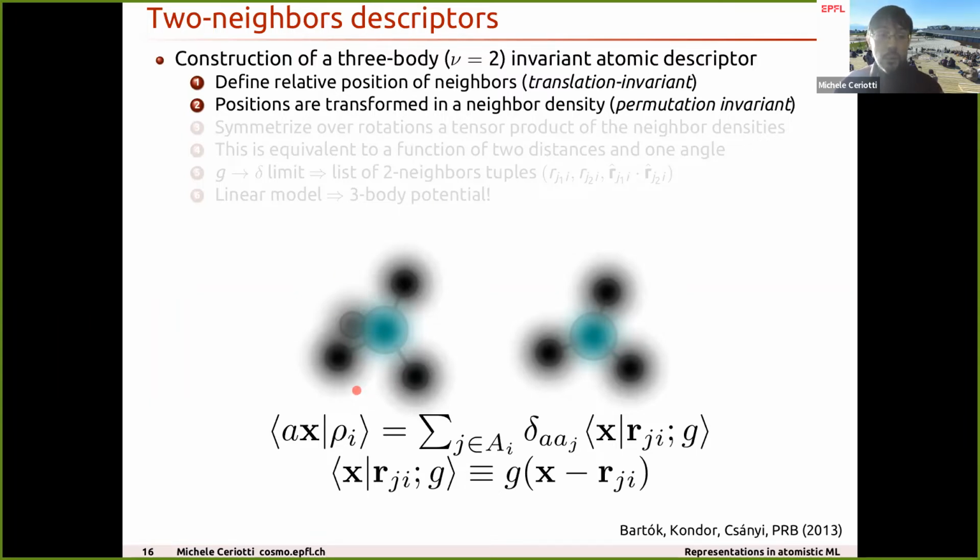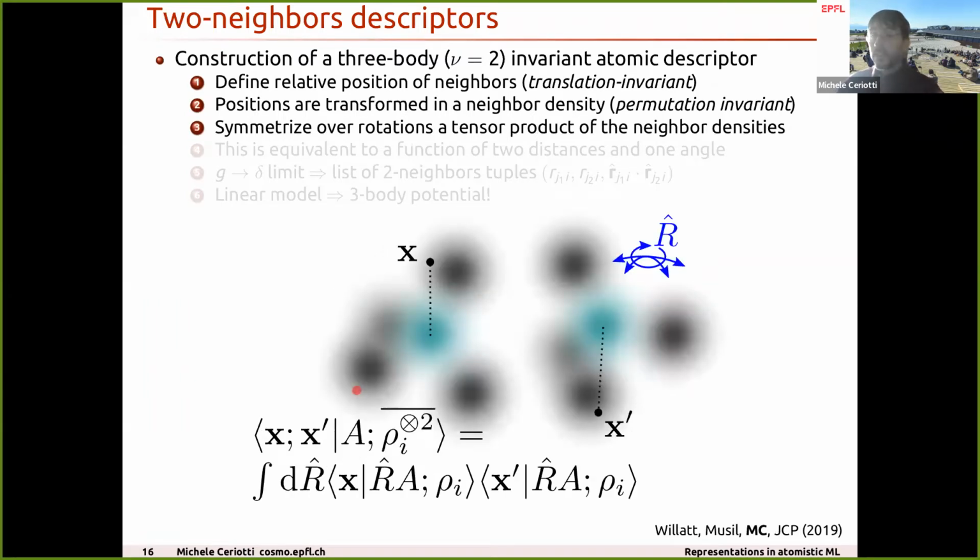But then we want to make this invariant to rotations. And what we can do, for instance, is build a 2-point correlation of this neighbor density, meaning that basically I will describe my environment by evaluating the density at 2 different points, x and x prime, and then integrating over all possible rotations of my molecule. So this you could regard a little bit as data augmentation, right? So rather than describing the molecule with a single orientation, I integrate over all possible orientations, and therefore I get a description which is invariant.